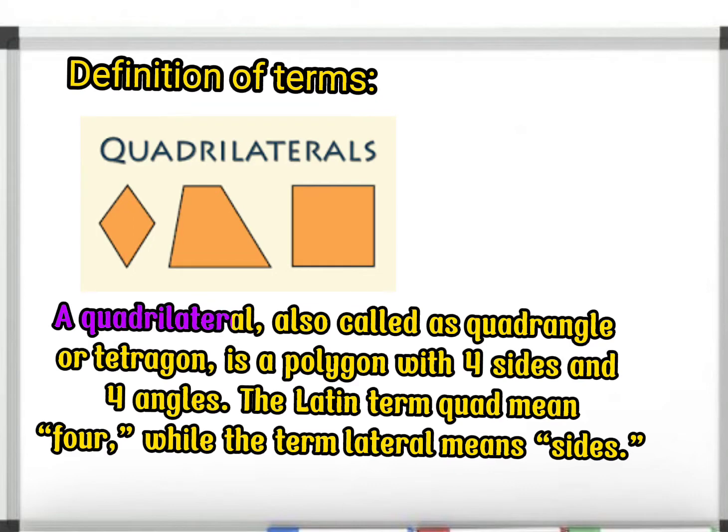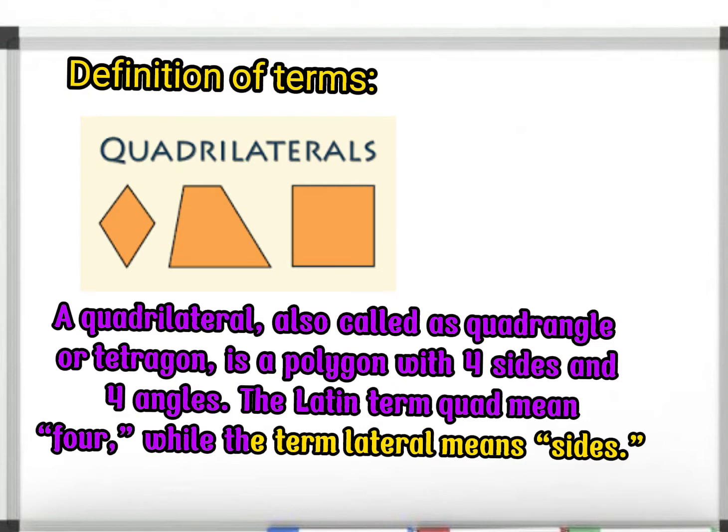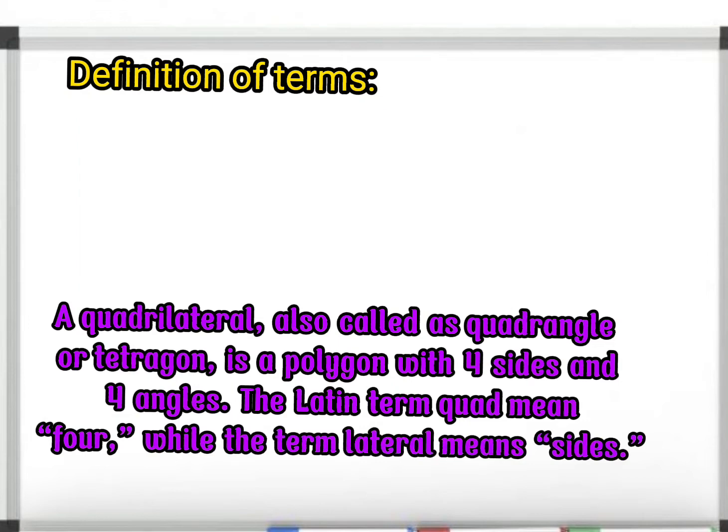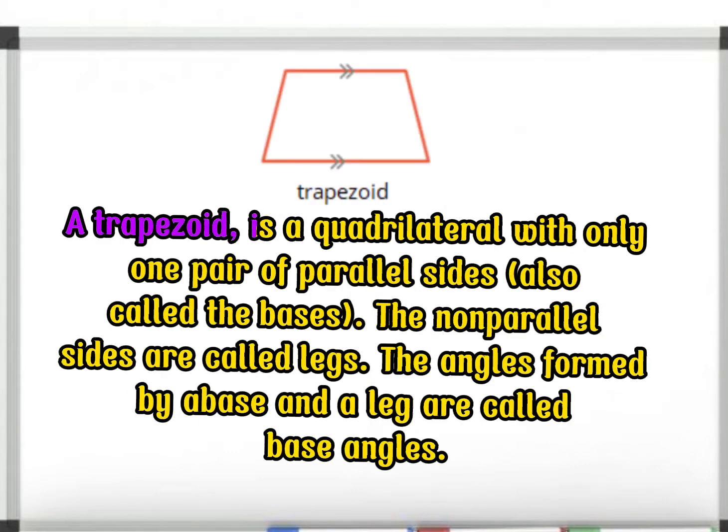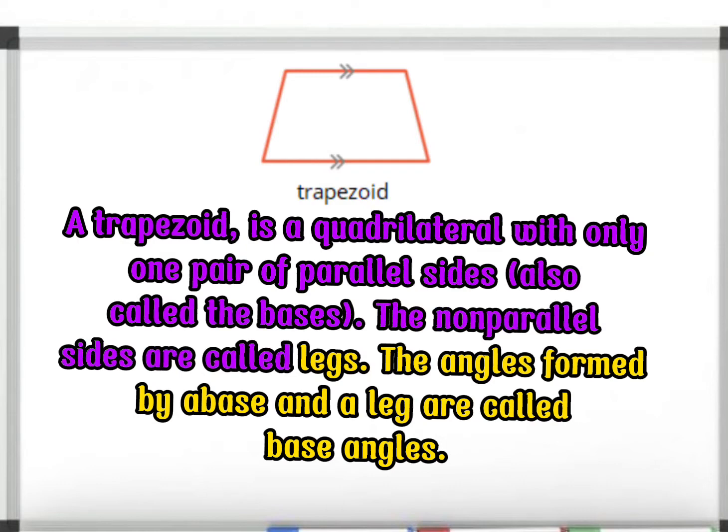Okay, let us define terms in this lesson. A quadrilateral, also called a quadrangle or tetragon, is a polygon with four sides and four angles. The Latin term quadri means four, while the term lateral means sides. A parallelogram is a quadrilateral whose opposite sides are parallel. A trapezoid is a quadrilateral with only one pair of parallel sides, also called the bases. The non-parallel sides are called legs. The angles formed by a base and a leg are called base angles.